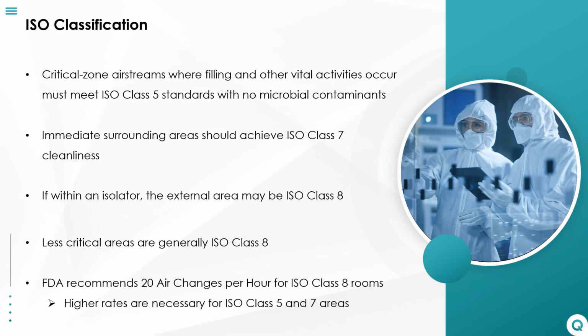Less critical areas are generally classified as ISO Class 8. These areas do not require the same stringent controls, but still need to maintain high standards of cleanliness to support the facility's overall contamination control strategy. The FDA recommends 20 air changes per hour for ISO Class 8 rooms to maintain the required cleanliness. Higher air change rates are necessary for ISO Class 5 and ISO Class 7 areas. Increased air changes in these critical zones ensure quick dilution and removal of any introduced particles or contaminants.